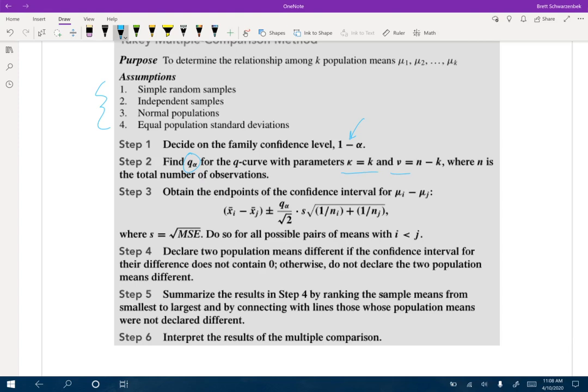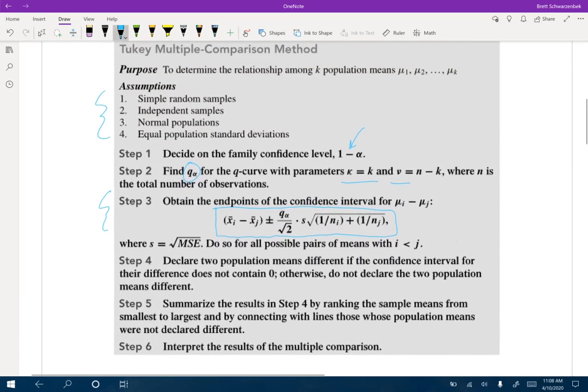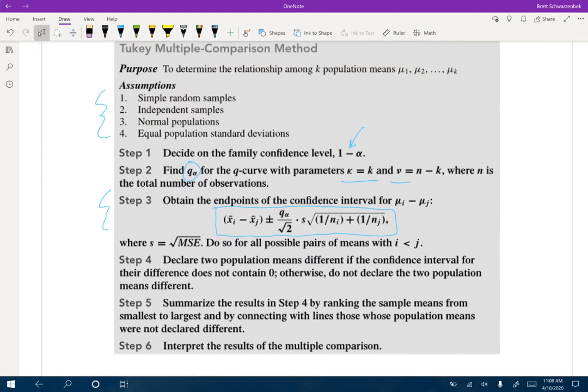Literally a second, because here we are. So the formula for each interval that you're going to create is right here. It actually looks kind of similar to some of the things that we've done before, because we have the sum of the 1 over n's over here in a square root.